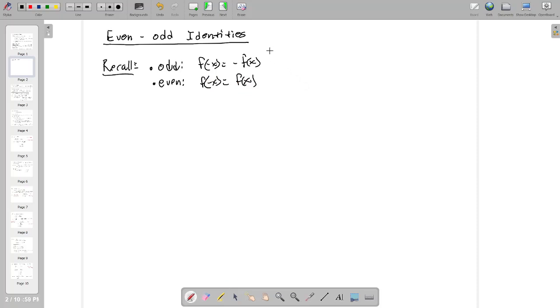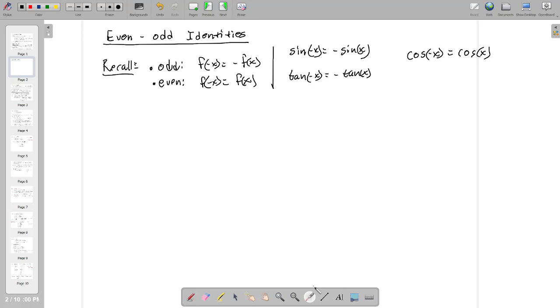Now the identities are that sine of negative x is equal to negative sine of x. Now, does this make sine even or odd? And you should say odd because we have a negative sign of x here. So sine is an odd function. Tangent is also odd. Tangent of negative x is equal to negative tangent of x. Now cosine is an even function. So cosine of negative x is equal to cosine of x.